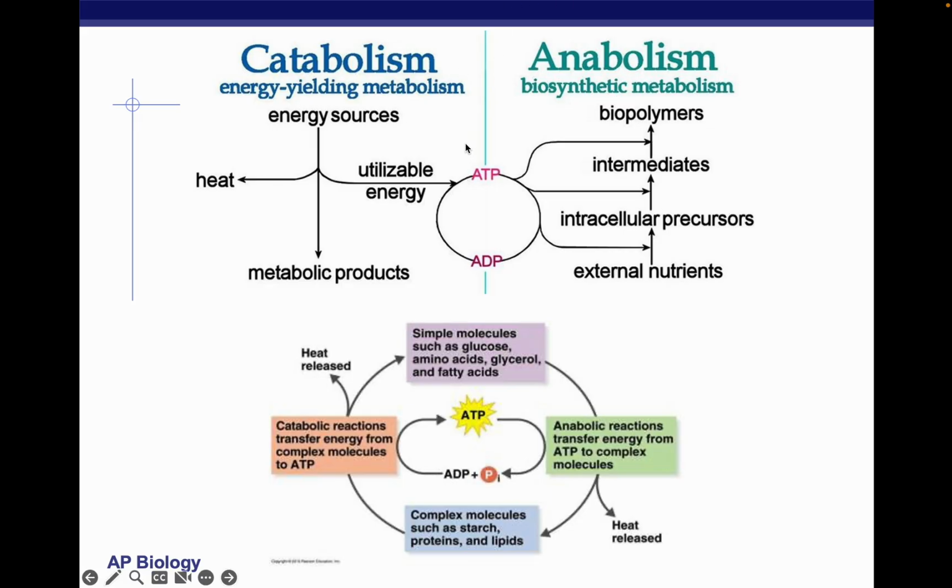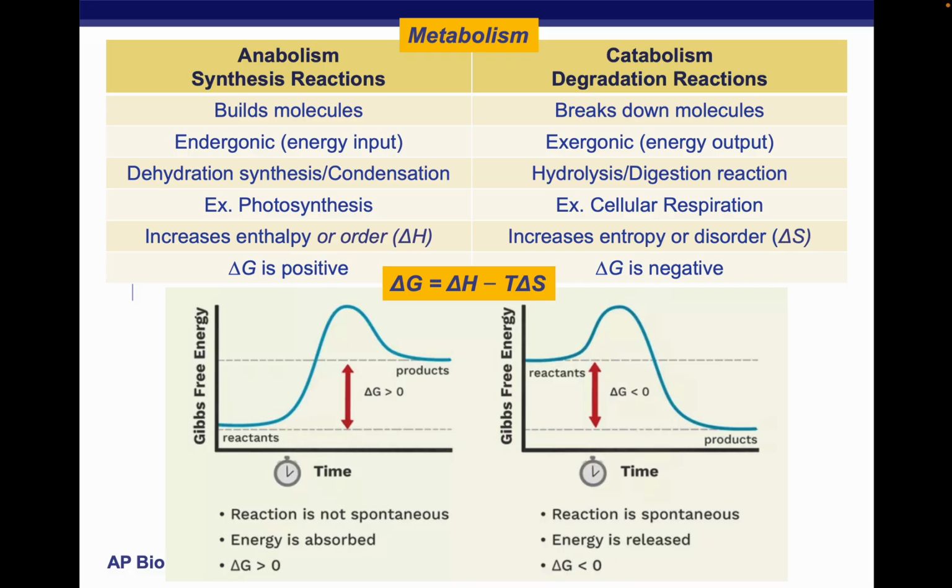Catabolism is energy yielding because we're breaking down the energy sources. And over here we're building, so it's biosynthetic metabolism because we're building what we want. Like photosynthesis is an anabolic reaction because we are building glucose. So this just breaks down anabolism and catabolism.